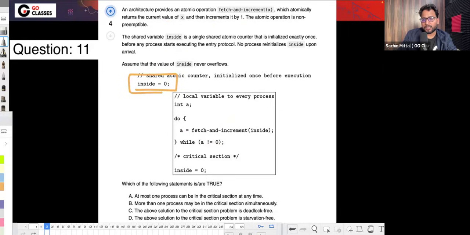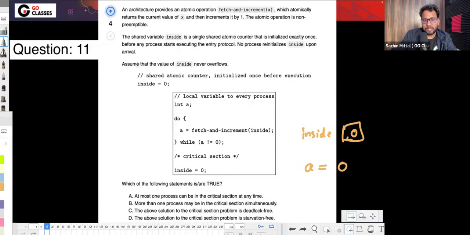Suppose inside is initially 0. Then it will return 0, and then increment this value by 1. So if inside is initially 0, this instruction will return 0, which means a will be 0, and then it will increment the value of inside. Now it will be 1. Inside is a shared variable, and it will obviously be initialized once. So let's see what the problems with the solution are.